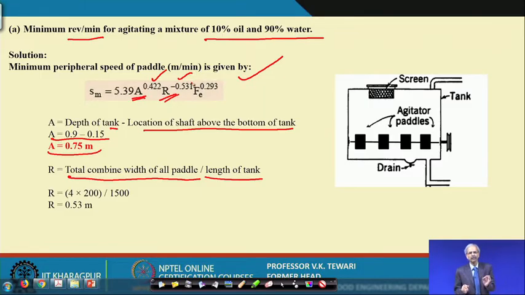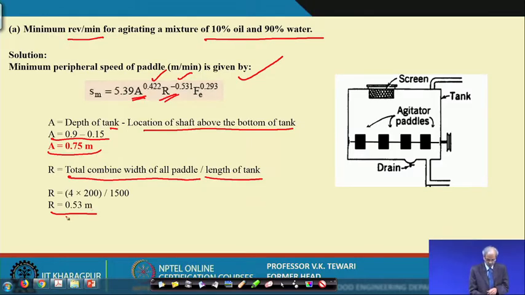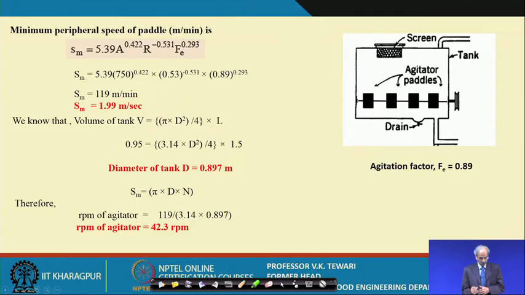This is what you need to remember, because these are empirical equations and they have been found out with large experimentation. So, you need to understand this and maybe remember the length of the tank. So, this is R which you get. So, you have got R, you have got A. Now, Fe, you need to get Fe, this is a value which will be available. Now, Fe, the agitation factor.